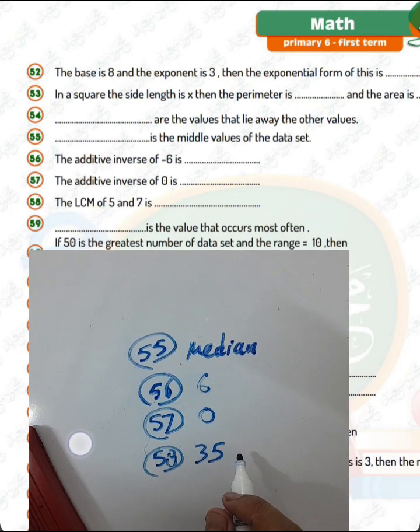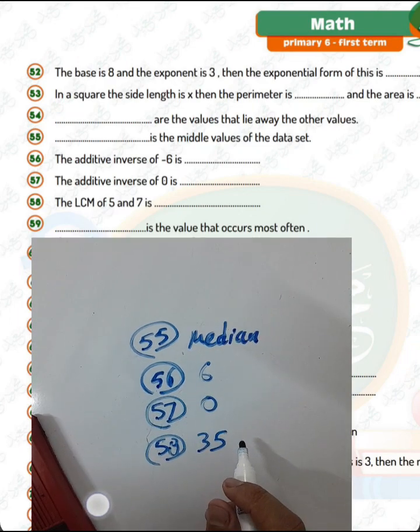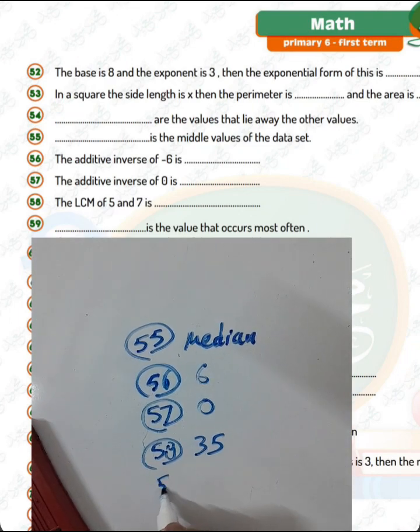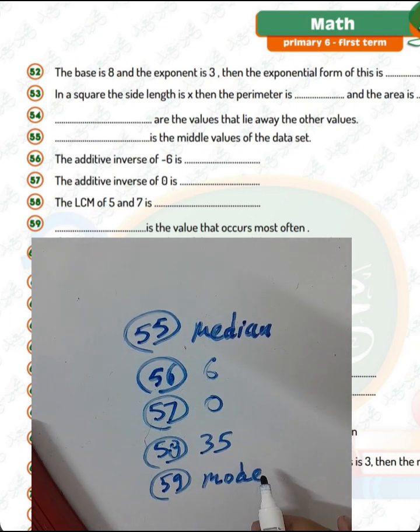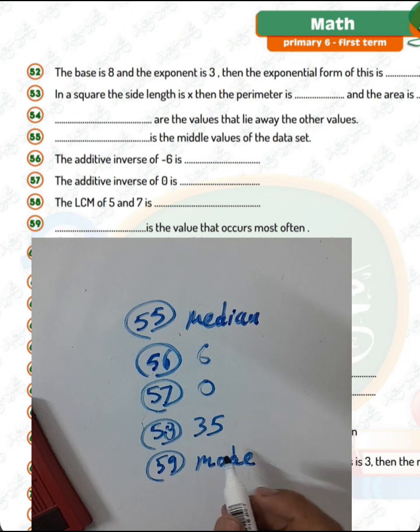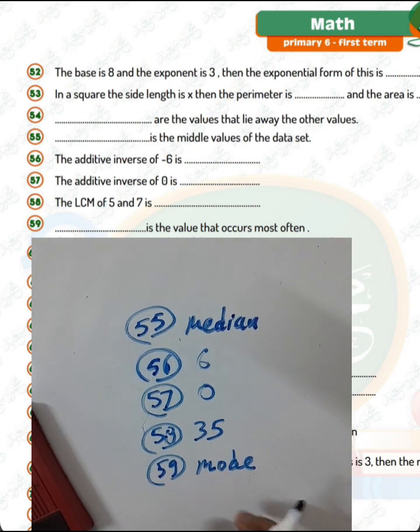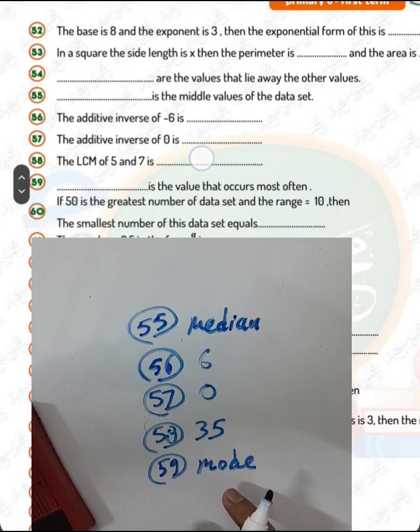Blank is the value that occurs most often. It will be what? The mode. Okay, we know it's the mode. The mode refers to the number which is the most repeated, or that occurs most often. We call this the mode. Okay, you must know this definition.